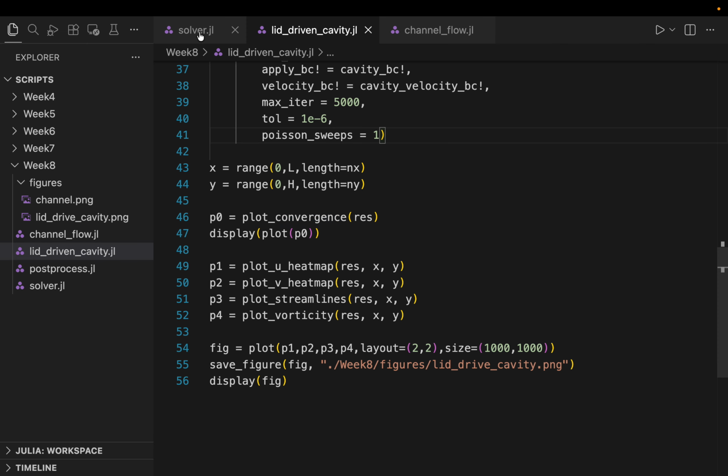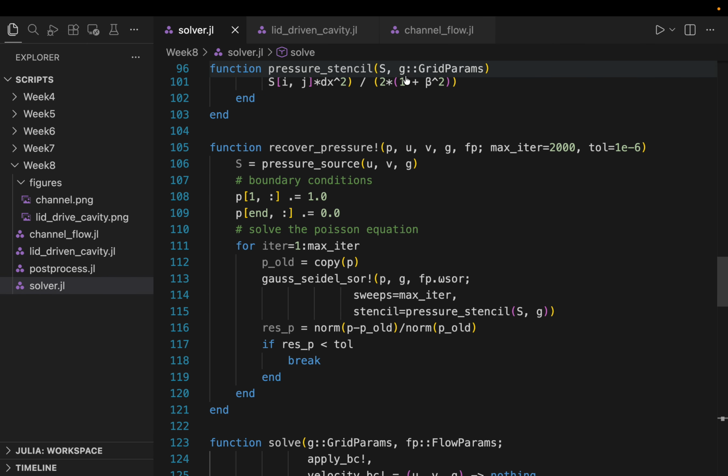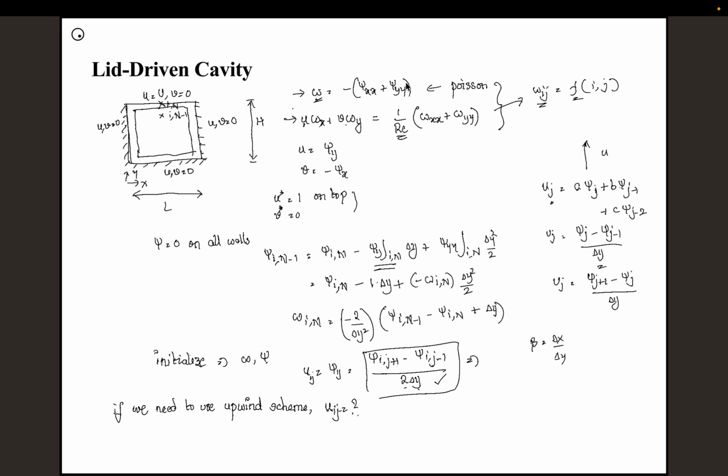But I think the solver is clear. So if the solver is clear, maybe I can expect you to write the equations for the next one, which is parallel plate channel flow. So this is the problem.